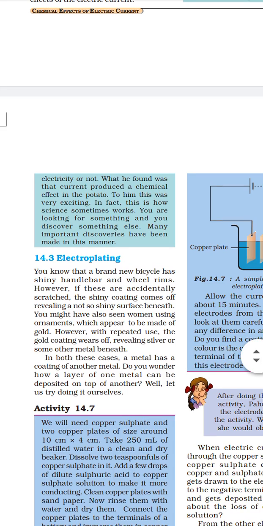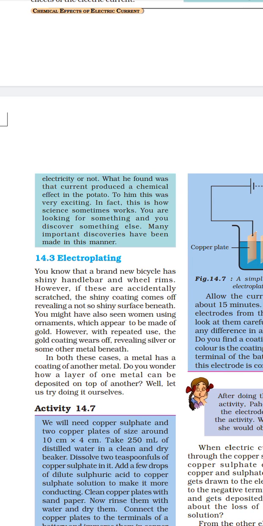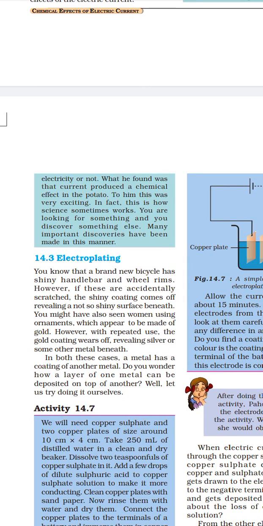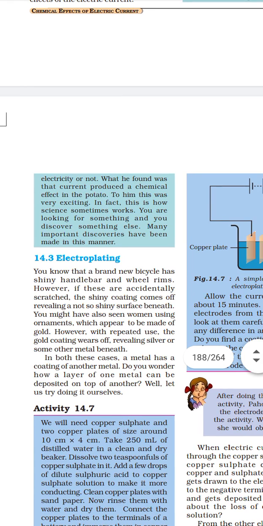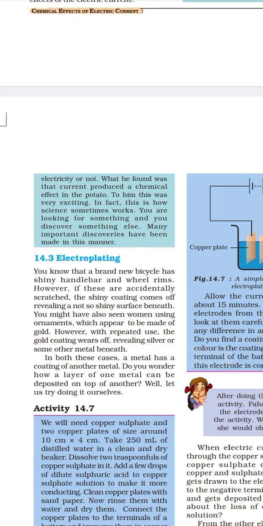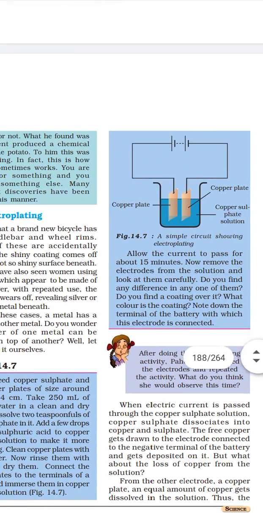You might have also seen women using ornaments which appear to be made of gold. However, with repeated use, the coating wears off. In both these cases, a metal has a coating of another metal. You wonder how a layer of one metal can be deposited on top of another. Well, let's try by doing it ourselves.